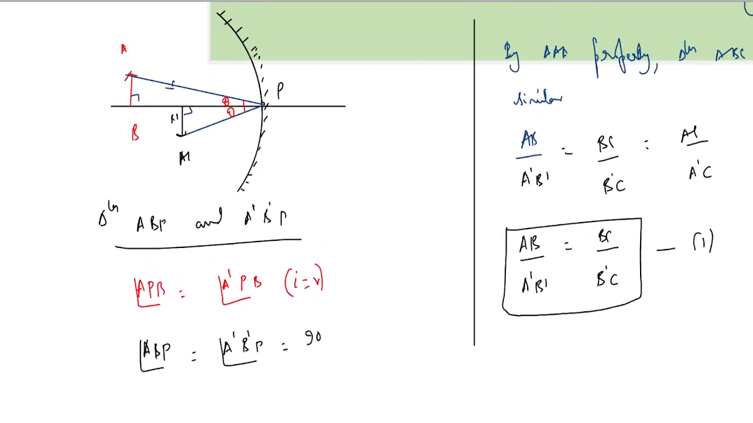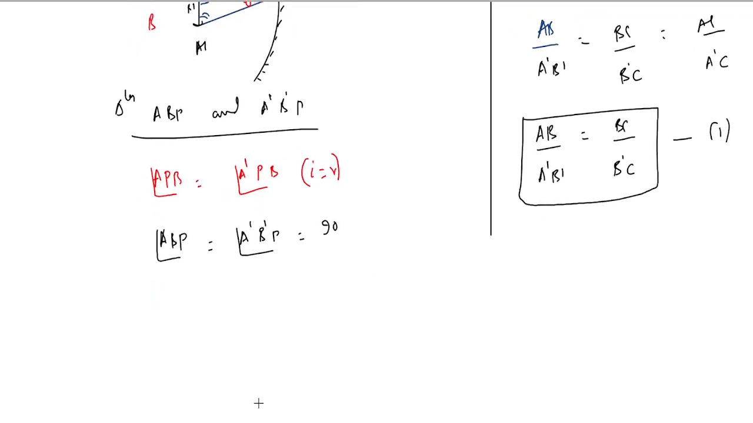And third point would be that since these angles are equal, it would mean that the third angle, which is angle at A and here, should be equal. Therefore we can say that angle BAP is equal to angle B'A'P. Again by property of triple A, as angle property, we can say that triangles ABP and A'B'P are similar triangles.